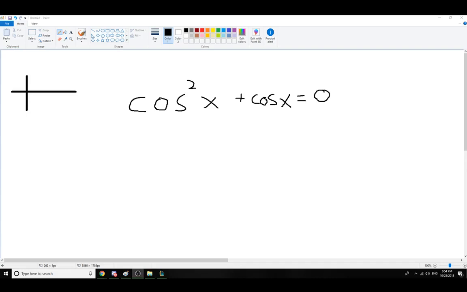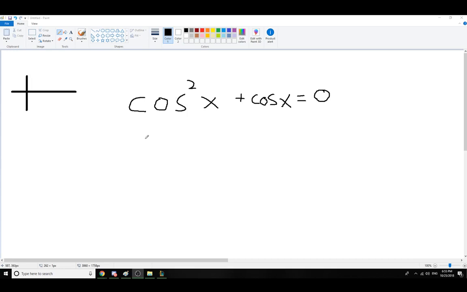Hey guys, so I just wanted to go over how to solve cosine squared x plus cosine x equals 0. Some people might just go straight to it and say, okay, well, cosine squared x plus cosine x equals 0. Add these two together, it's cosine cubed x equals 0, but that's not quite how you do it. You need to treat it more like an algebra problem and basically factor out a cosine.